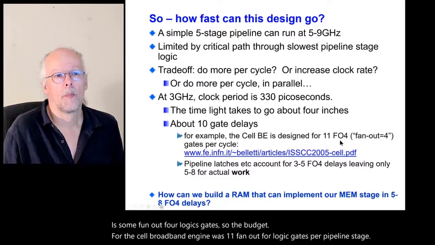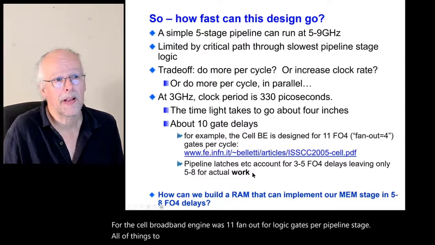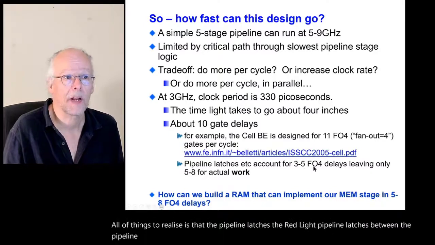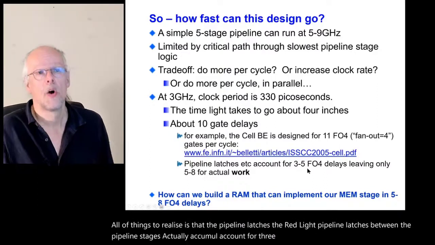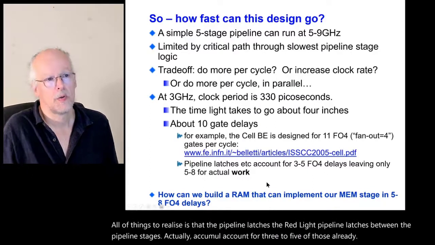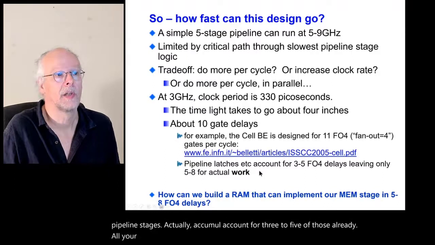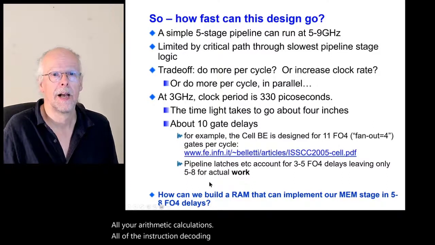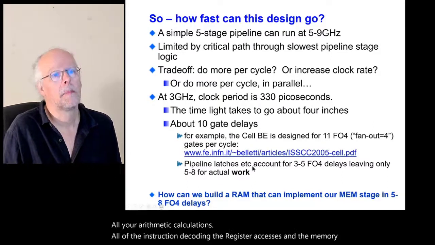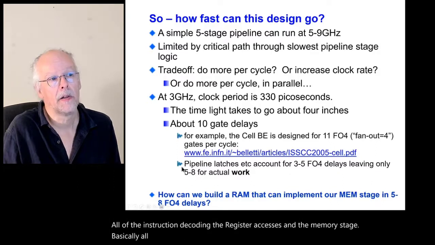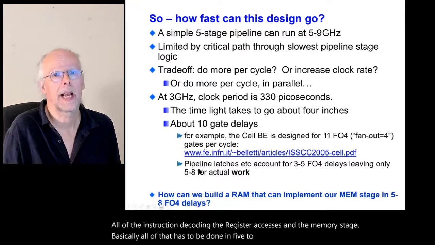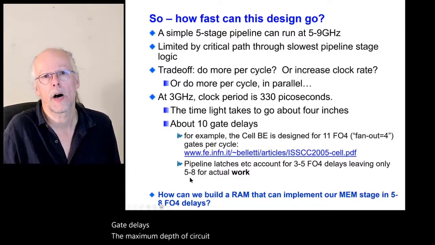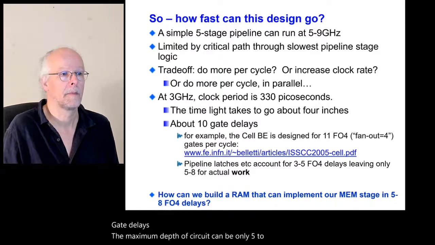One of the things to realize is that the pipeline latches, the red pipeline latches between the pipeline stages, actually account for 3 to 5 of those already. So all your arithmetic calculations, all of the instruction decoding, the register accesses, and the memory stage, basically all of that has to be done in 5 to 8 gate delays. The maximum depth of your circuit can be only 5 to 8 gates.